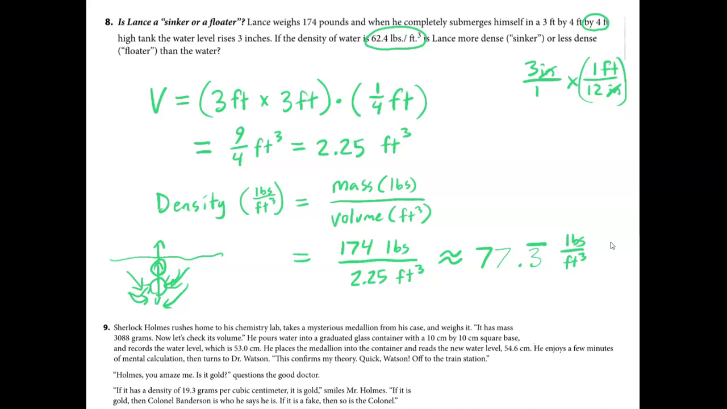And right here we have Lance's density, 77, in the same units as water, which is 62. So he will sink. Now, when you breathe in air, it doesn't add a lot of mass or weight, but it expands your chest volume. That's why when you're lying on your back and breathe in, you expand your volume while not really increasing your mass that much.